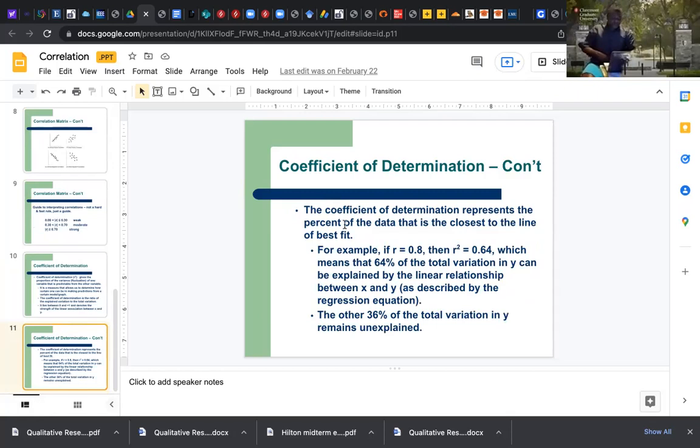The coefficient of determination represents the percentage of the data that is closest to the line of best fit. For example, if the Pearson R is 0.8, then the coefficient of determination is 0.8 times 0.8, which is 0.64, which means that 64% of the total variation in Y can be explained by the linear relationship between X and Y, as described in the regression equation. So the other 36% of the total variation of Y remains unexplained.